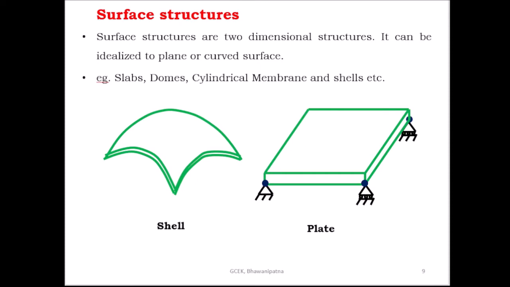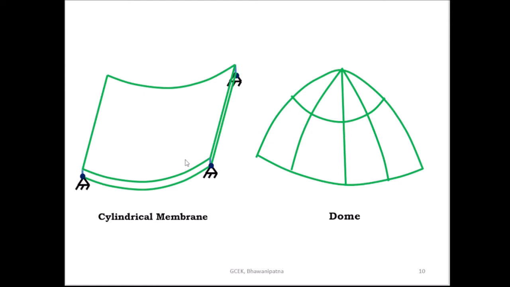Then coming to the surface structures. The surface structures are two-dimensional structures. They can be idealized to a plane or curved surface. So in this structure, the length and breadth are large in comparison to the thickness. Examples of surface structures are slabs, domes, cylindrical members and shells. So this is the shell structure, and this is the plate, and this is the cylindrical member, and this is the dome. So these all are the surface structures.